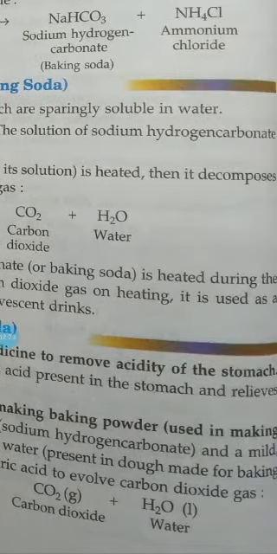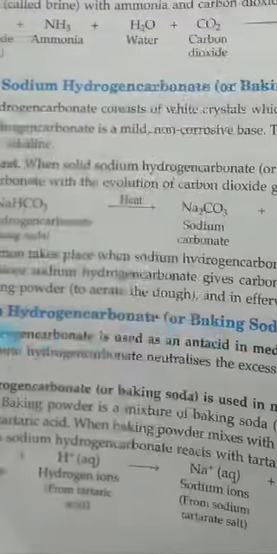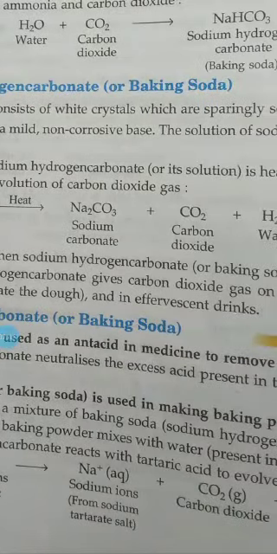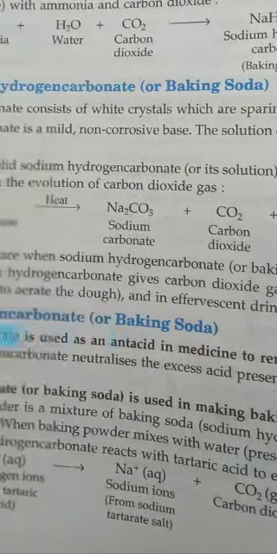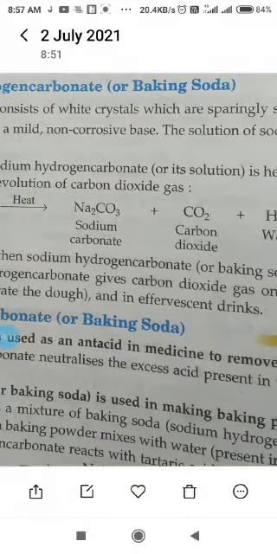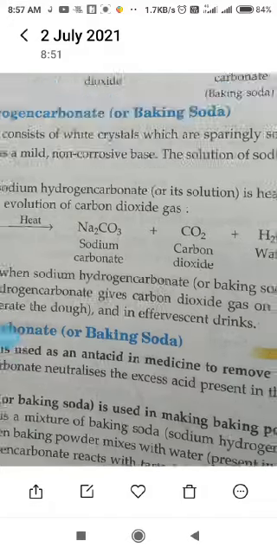Sodium hydrogen carbonate, that is baking soda, is heated during the cooking of food. It is widely used in cooking food to save time and make the cooking process easy. Sodium hydrogen carbonate on heating gives carbon dioxide, so it is used to make baking powder in the bakery industry.